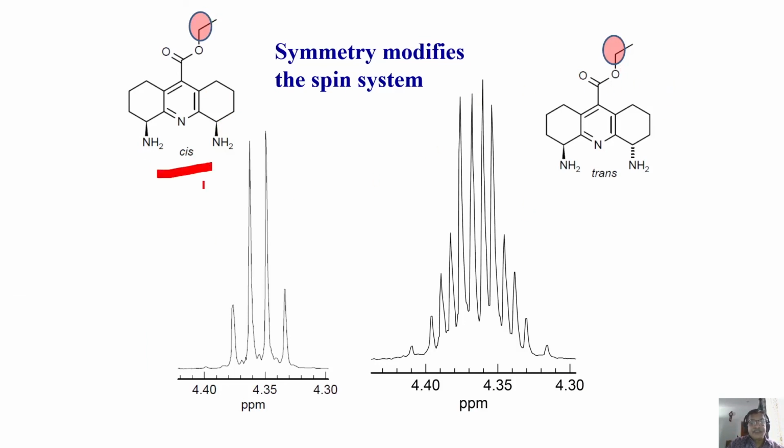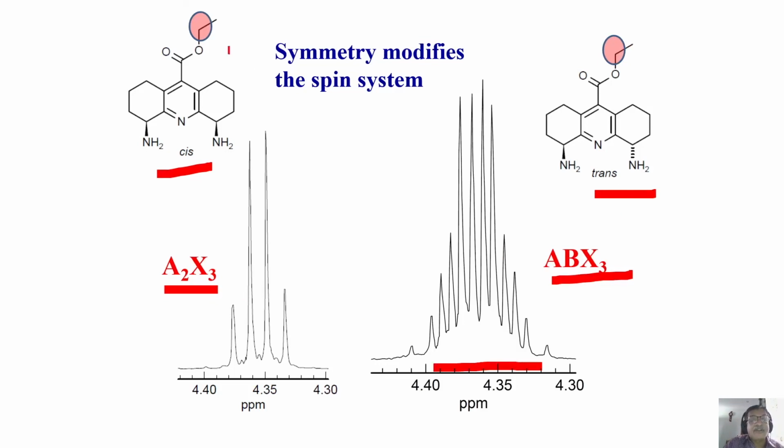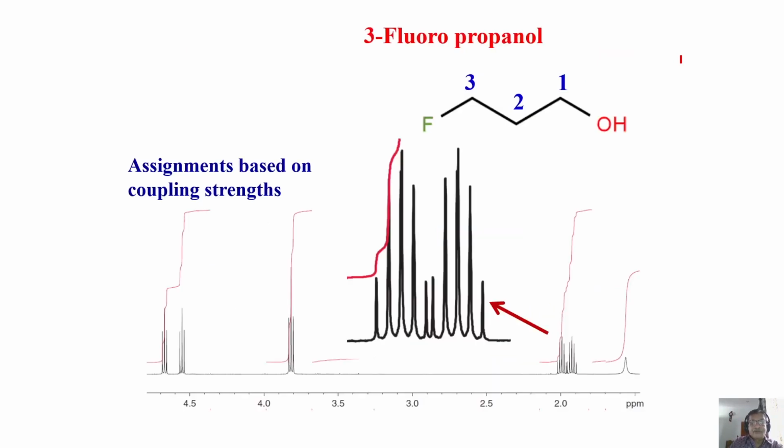If it is cis, you get one type of spectrum. If it is trans, you get another type of spectrum. But how do you identify that? If it is cis, it is an A2X3 spin system. If it is trans, these two will be non-equivalent. It is an ABX3 spin system. So the conformation of the molecule, by looking at the spectrum, you can say whether it is equivalent or non-equivalent, whether cis or trans. In the ABX3 case, this AB pattern, you are going to get 4 quartets. Very easily you can see that.